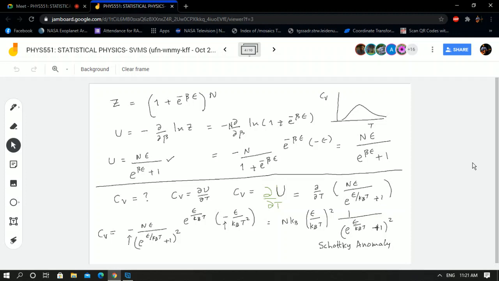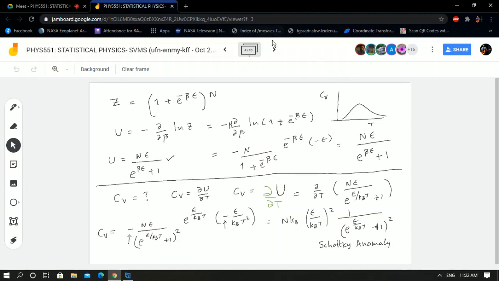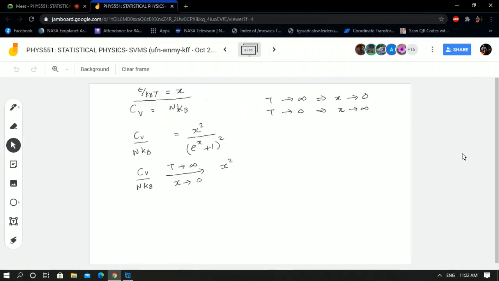Now we can ask a question: what happens to this CV by nkB as T goes to infinity? That means x is going to 0. So this becomes 1, this is 1, and you have 1 by 4. So this goes like x square. But what is x? x is epsilon by kBT, so this actually goes like 1 by T square as T goes to infinity.